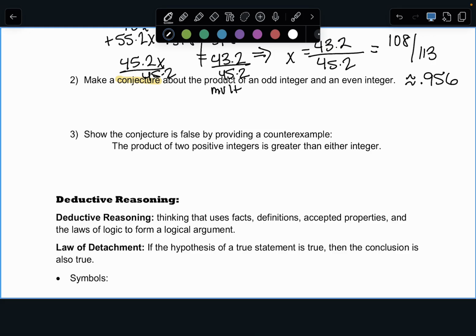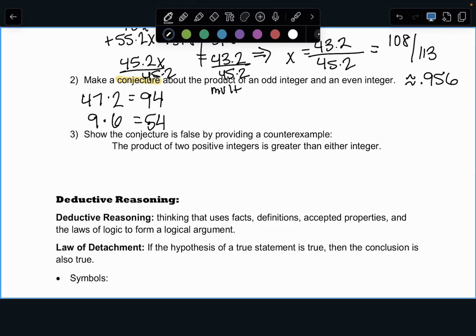Anyone, give me an odd number. 47. Okay, give me a small even number. 2. What's 47 times 2? 94, yes. Okay, give me another odd number, maybe smaller. 9. Give me an even number. 6. Okay, 9 times 6? 54.